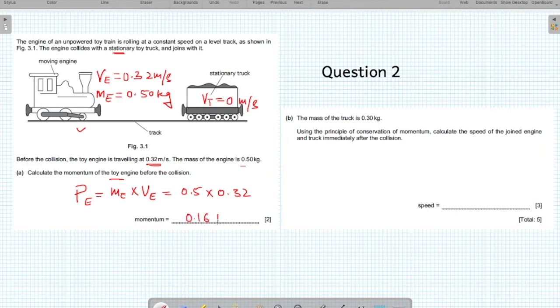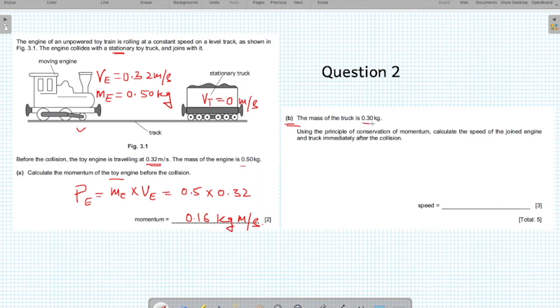The unit for momentum is kg meters per second. You need not memorize the unit. You can always derive the unit quickly. The unit for mass is kg, so here is your kg. The unit for velocity is meters per second, so the unit for momentum is kg meters per second. Fine. So we can move on to part B.